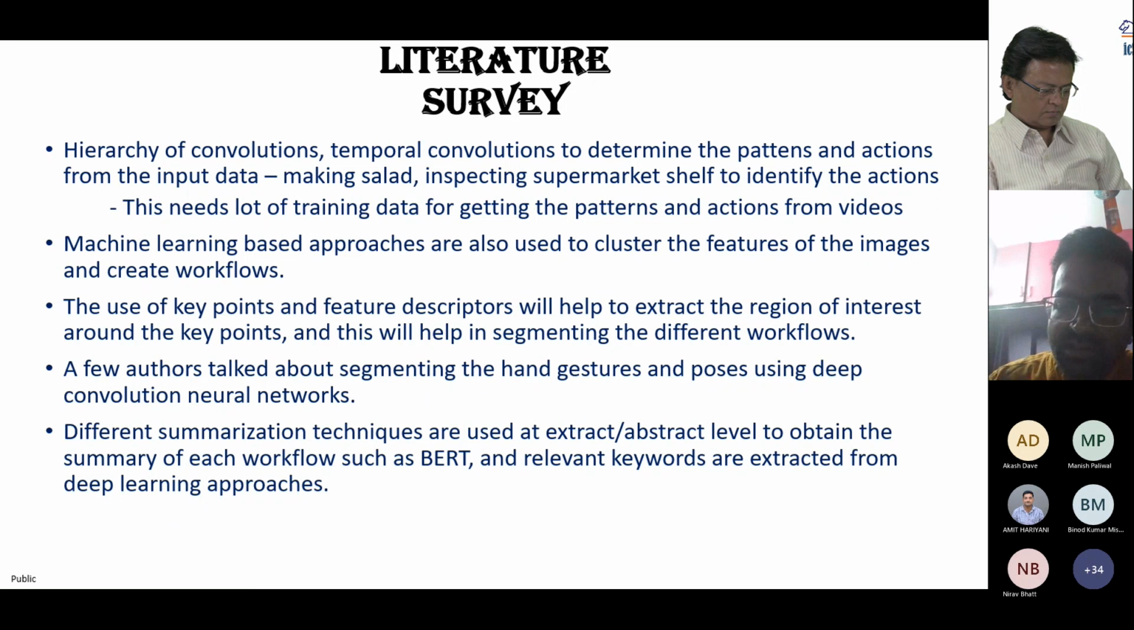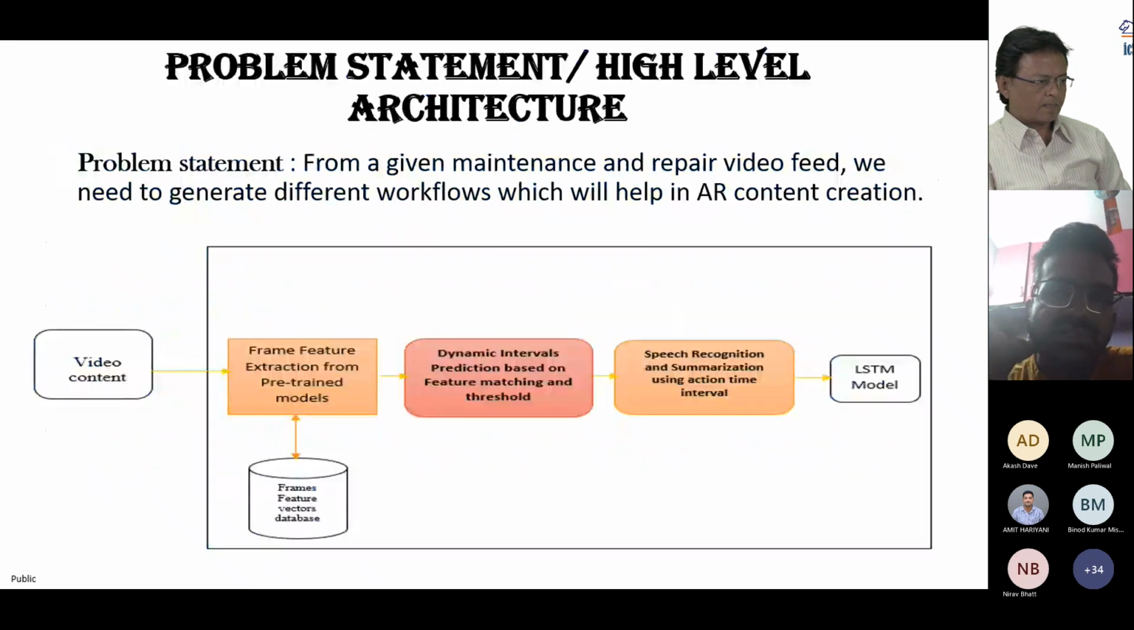I'll be talking about that in the next few slides. So the problem statement is, as I spoke, how will you segment the data? The video content data we used here is for maintenance and repair data, and this can be extended to any kind of video content data.